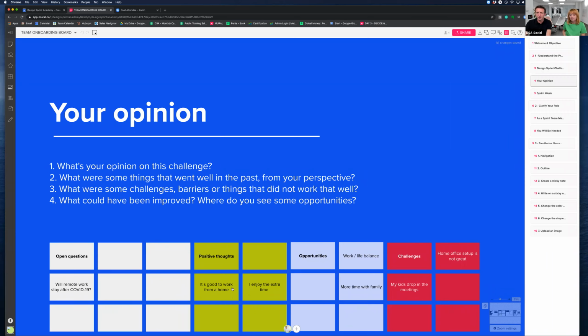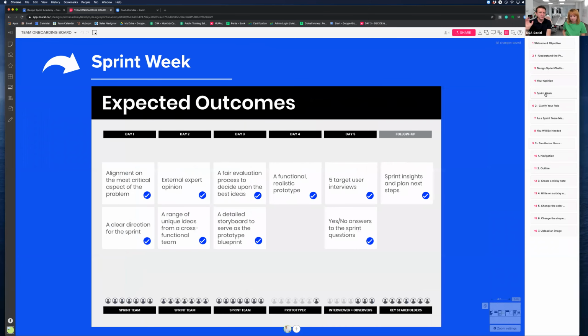Anyway, we're having this conversation, and then we're presenting the sprint week. So like, hey, this is the sprint week. This is what happens each day. This is what we're going to do. These are the outcomes. And at this point, we're addressing any questions about the process and how the process works.